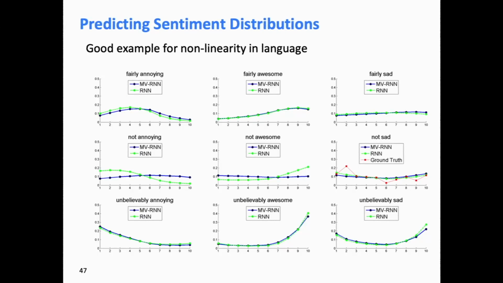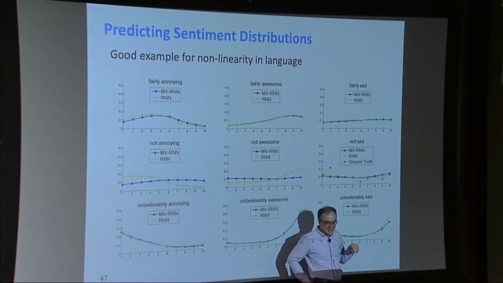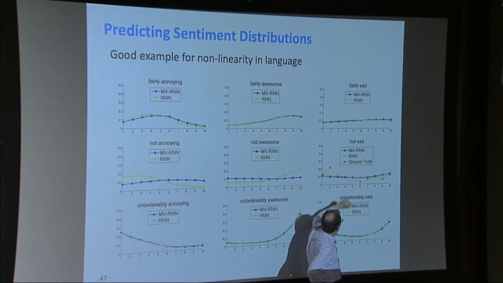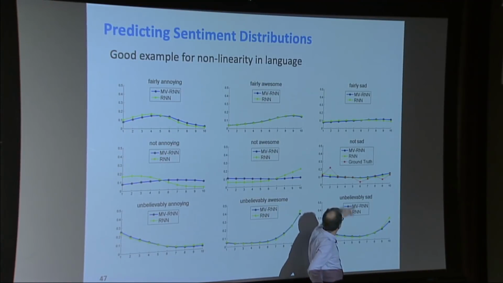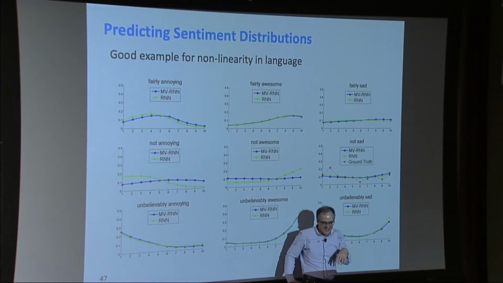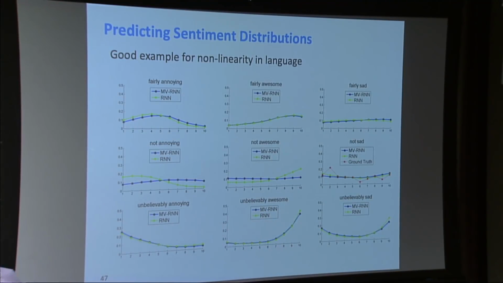Yes? What is the ground truth in the not sad example? Oh, yeah. So the ground truth was, we actually asked a whole bunch of human beings to rate the meaning of not sad on this scale of 1 to 10. Maybe this wasn't a very clear task, because as you can see, it bounced around a lot as to what kind of ratings we were getting for things. But yeah, that was actually getting human judgments.